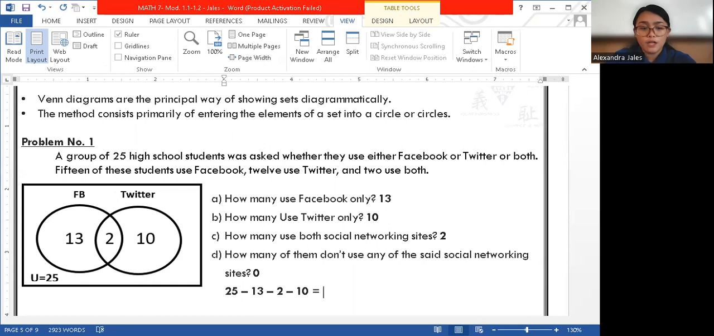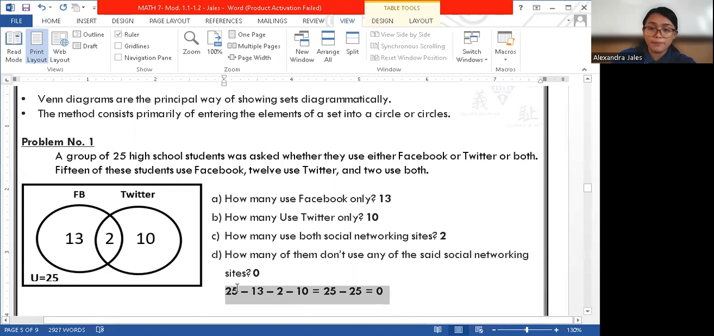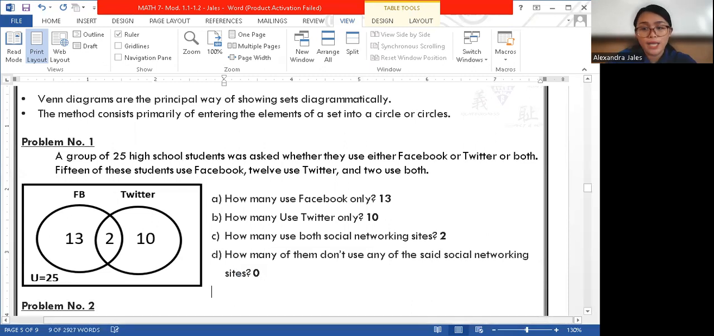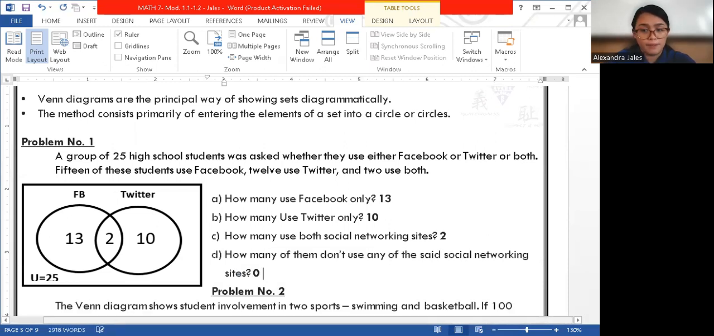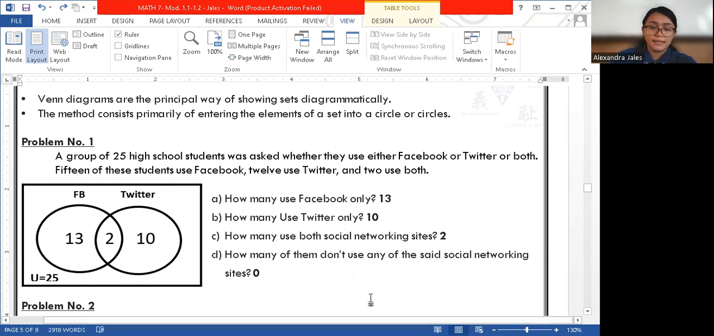That would be 25 minus 25. That would be equal to 0. Okay, that's how we find the number of students who don't use any of the social media sites.